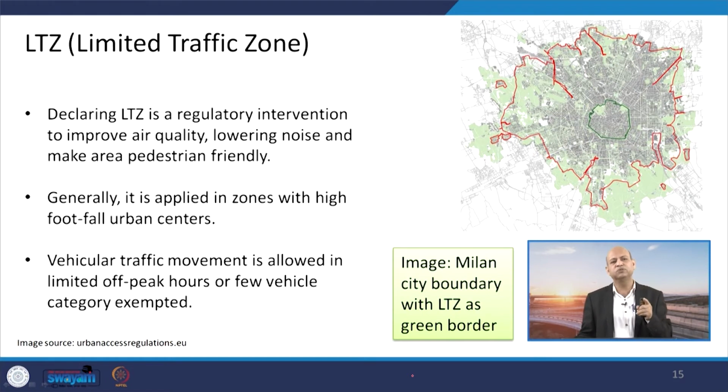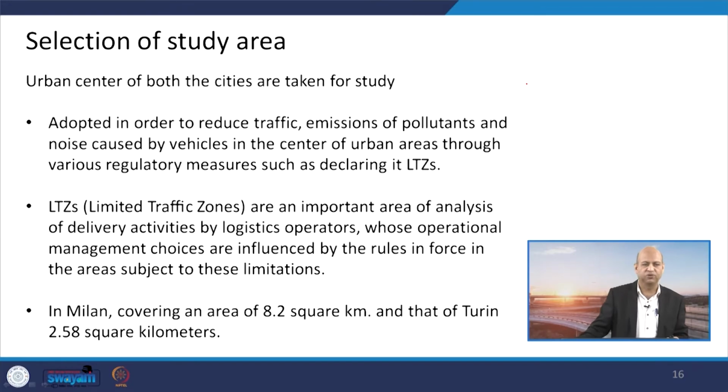So, to achieve those, some zones are classified as limited traffic zones. These are the images of Milan city boundary with the LTZ, you can see this boundary and green areas, which is defined as the LTZ. Vehicular traffic movement is allowed only in limited off peak hours, not in peak hours, and a few vehicle categories are exempted. That means certain categories are exempted, and that is why it is known as a limited traffic zone. Complete free flow is not there for every kind of traffic, there are certain rules and regulations which need to be followed.